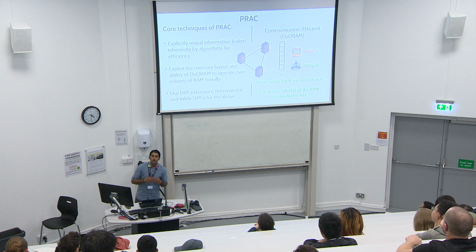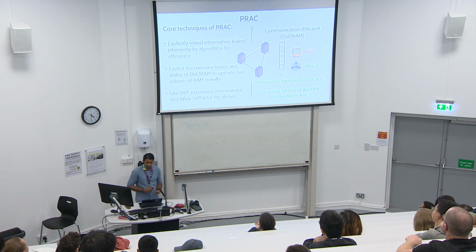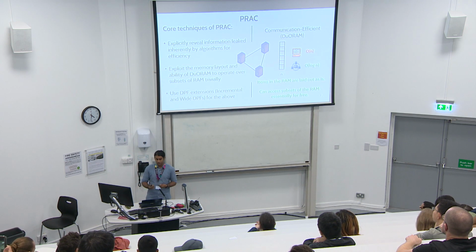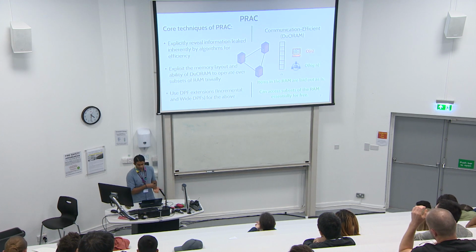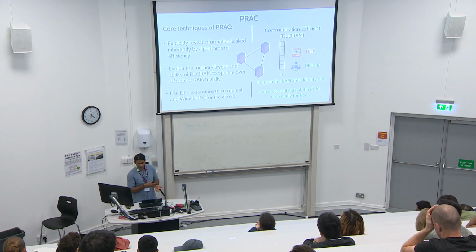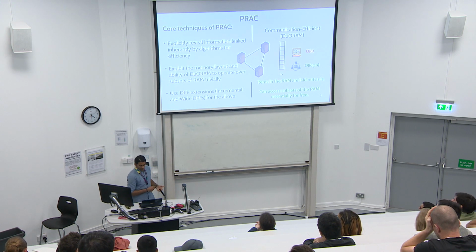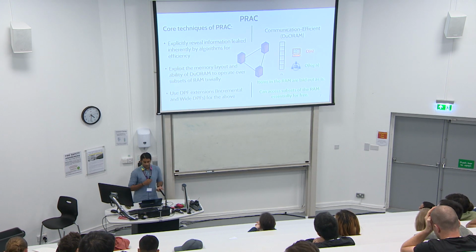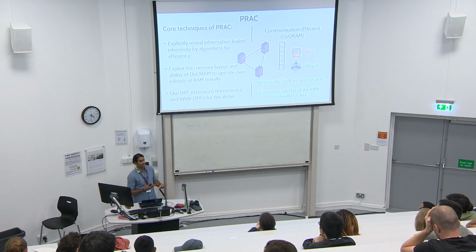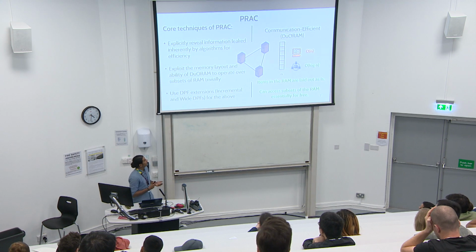So given that, the core intuition that underlies PRAC's efficient data structures is that you can gain efficiency for data structure protocols by explicitly revealing information that would have been inherently leaked by the algorithm. And we'll see some examples of that shortly. We can do this by exploiting this memory layout property of DORAM and its ability to allow you to operate over subsets of the RAM trivially. Furthermore, it turns out we can make this efficient in terms of bandwidth overheads by using DPF extensions, namely incremental and wide DPFs.